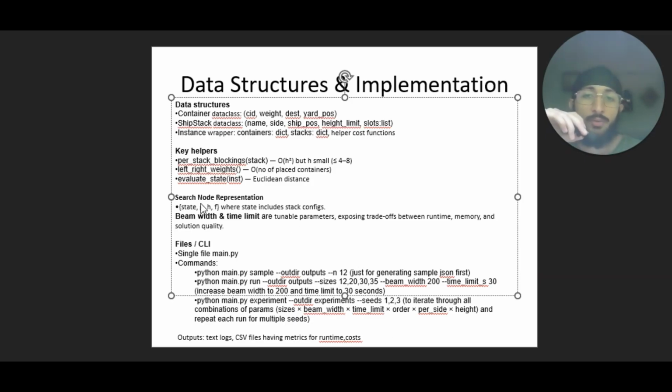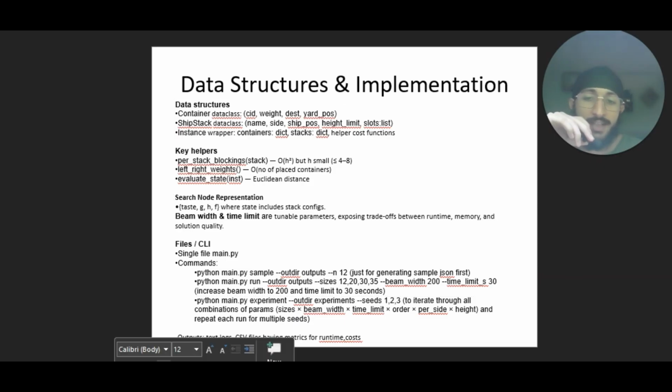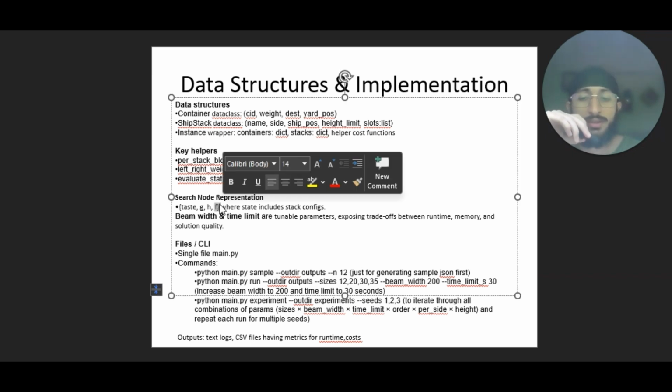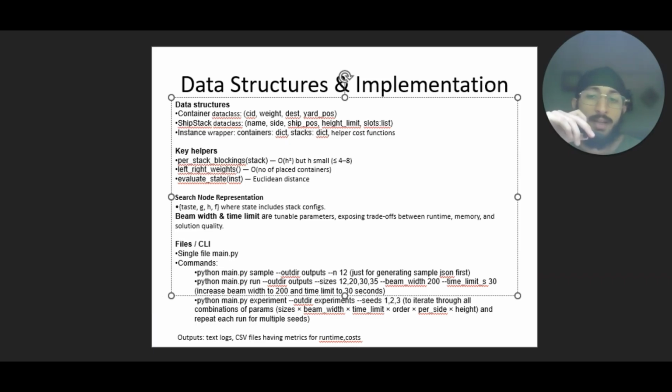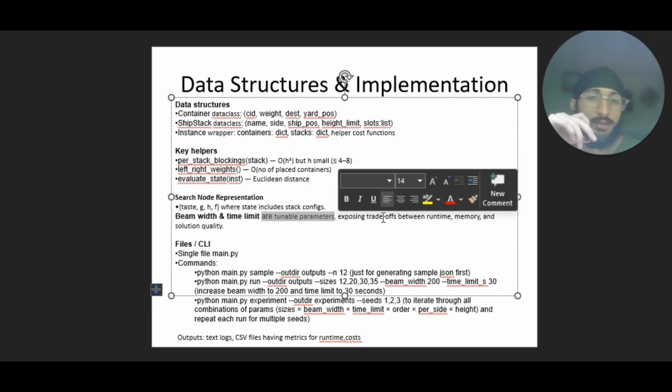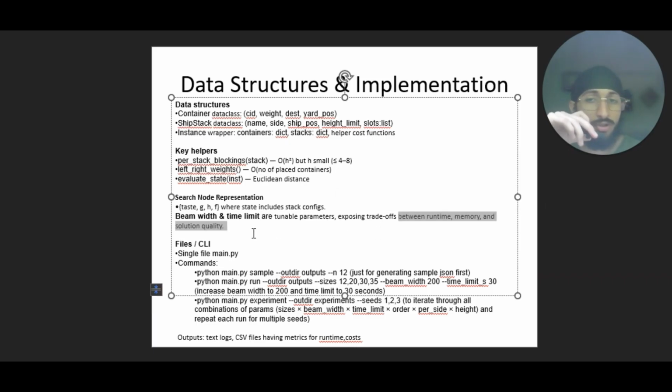Now, moving on, we have the node structure that is going to be helpful in our A star beam search, where we have state, G, H, F. State is the configuration of stacks, which containers are placed where. G tells us about the actual accumulated cost, which is the distance moved, the number of rehandles, and the imbalance until now. H is the heuristic estimate of the future cost, or you could say the educated guess for the future cost in our algorithm. And F is G plus H, which is the standard evaluation function in A star search. Then we have the beam width and time limit, which are tunable parameters exposing the trade-offs between runtime and memory and the solution quality.